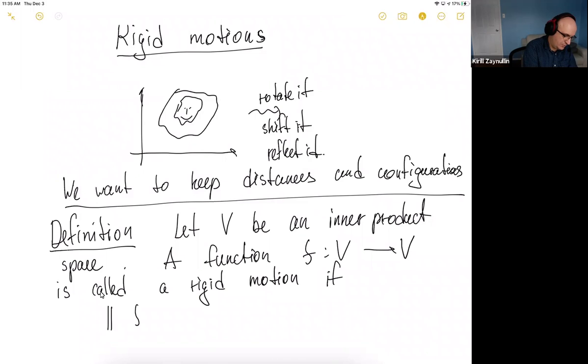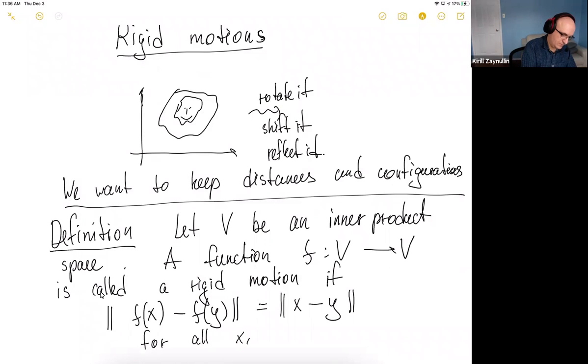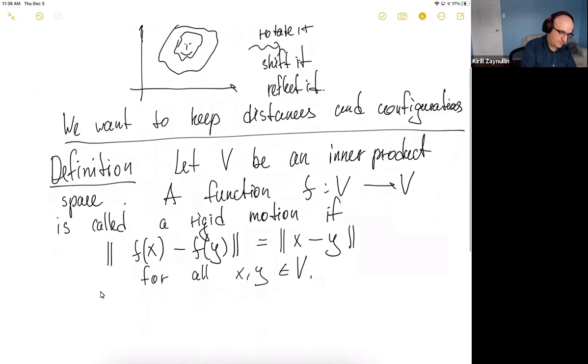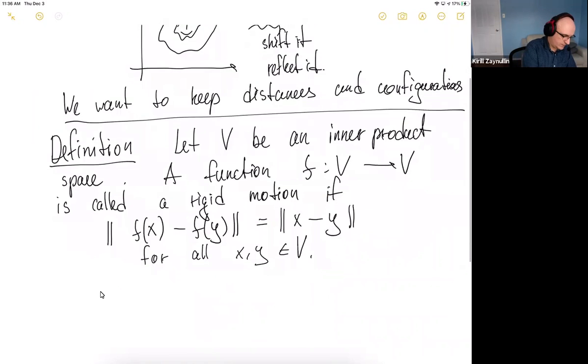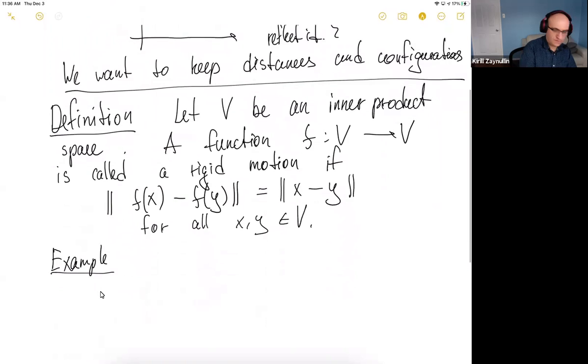If we compute the length of f(x) minus f(y), right, you have 2 points, and then you apply f, you get another 2 points, and you want to have the same distances. Yeah, you want to keep the distance. So this distance has to be the same as the original one for all x and y from V. Yeah, this is a key property that one would like to have. And well, there are a couple of obvious examples. I already mentioned them right here.